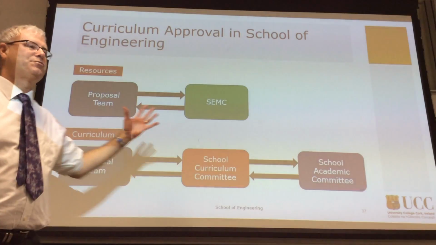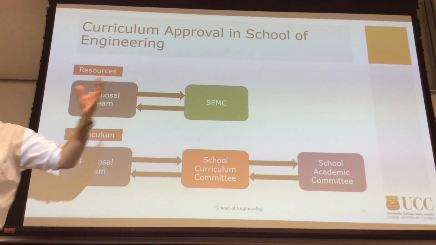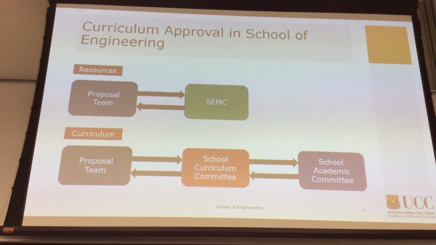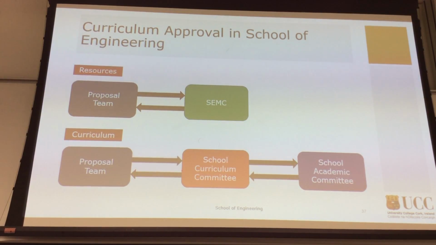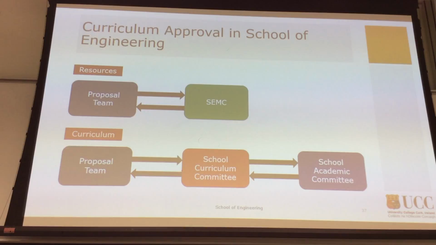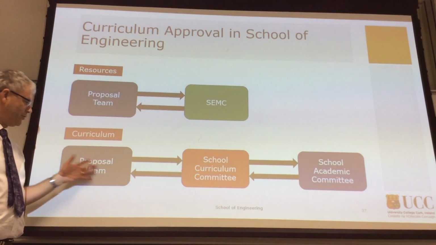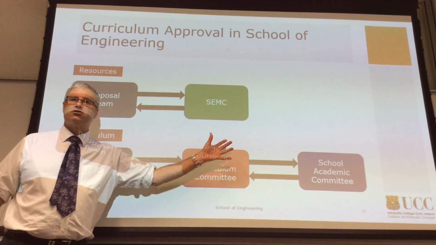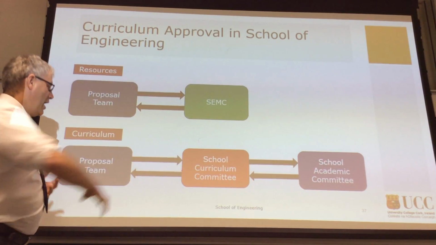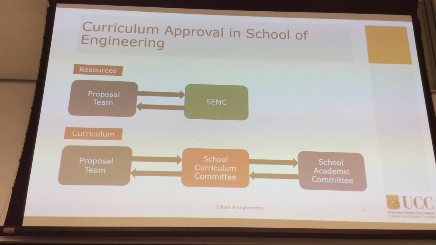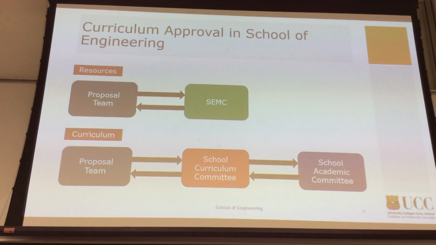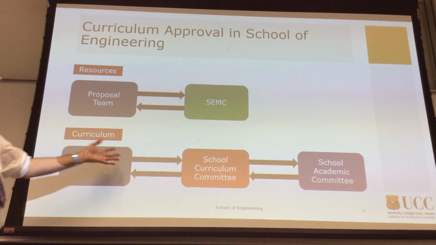And that is primarily about resources. Do we have enough staff? Do we have the labs? Do we have the equipment, etc., to run the program? So that would be the first step. And then the second step is we have a school curriculum committee. So the proposal team will present to the school curriculum committee, and I have it going back and forth. That can be a multi-step process of getting it right.